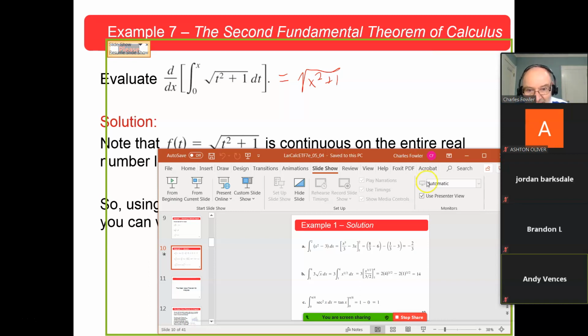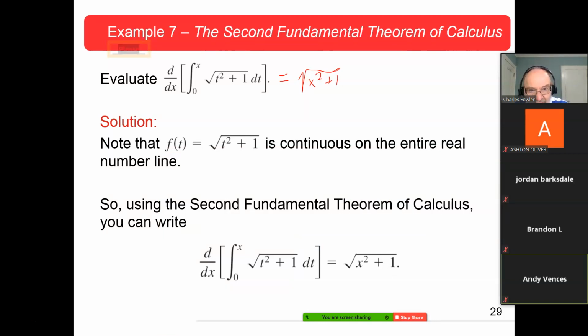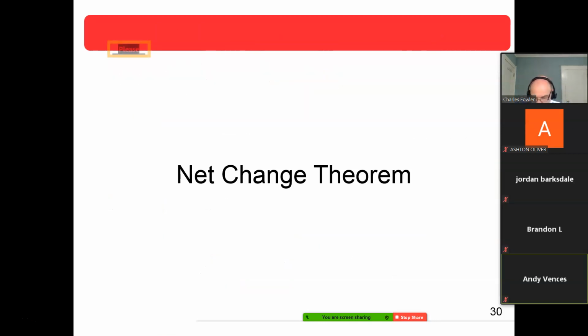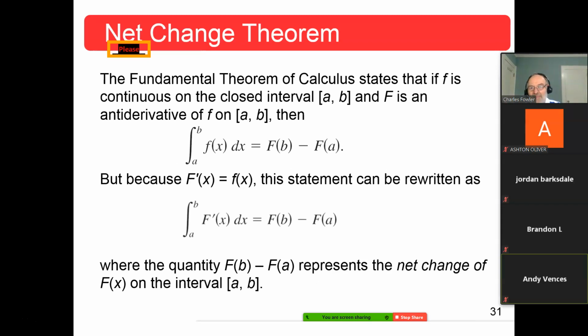Okay. Let's go back to the slideshow from the current slide. And now we move to page 326, the net change theorem. Now, not talking about how much silver you carry around in your pocket. That's not what it means. Here's what it means. The fundamental theorem of calculus states that if f is continuous on the closed interval a to b, and capital F is the antiderivative of little f on a to b. Now this is the first fundamental theorem of calculus, the one we did first.